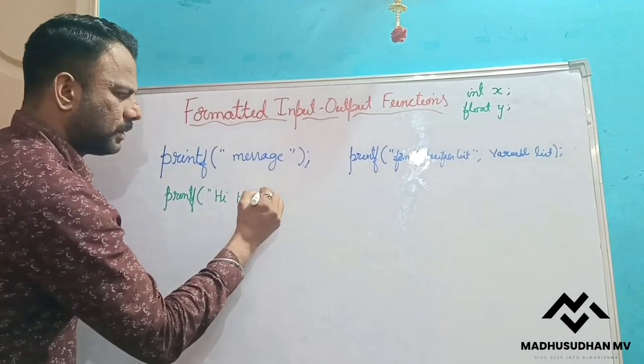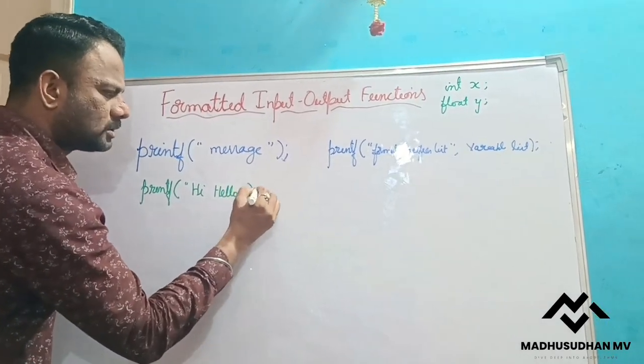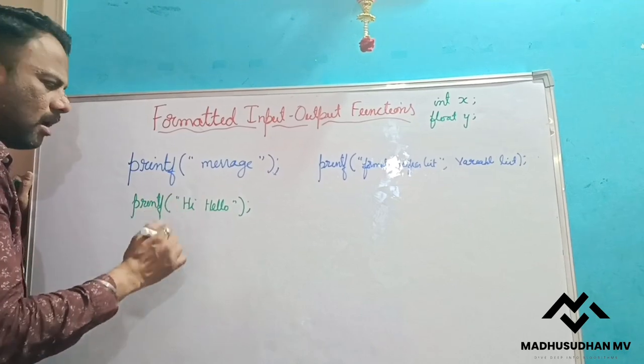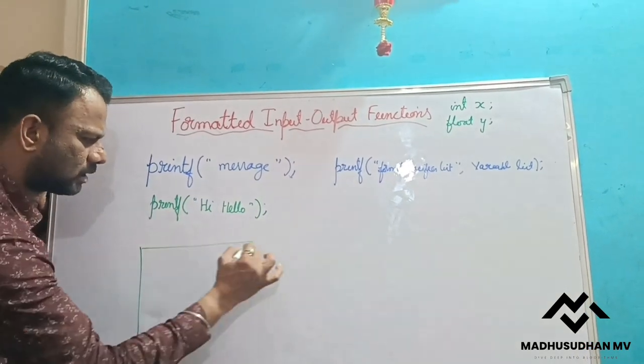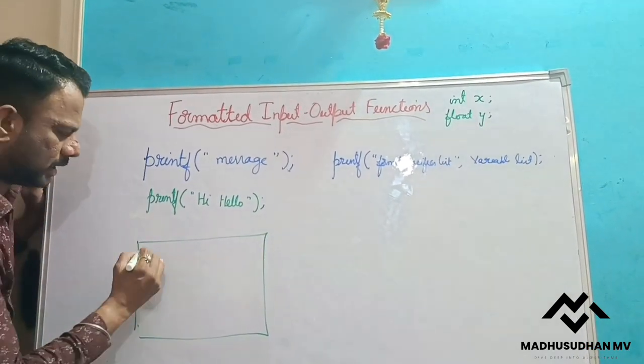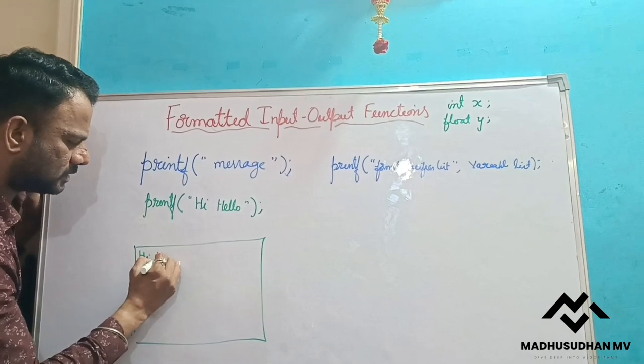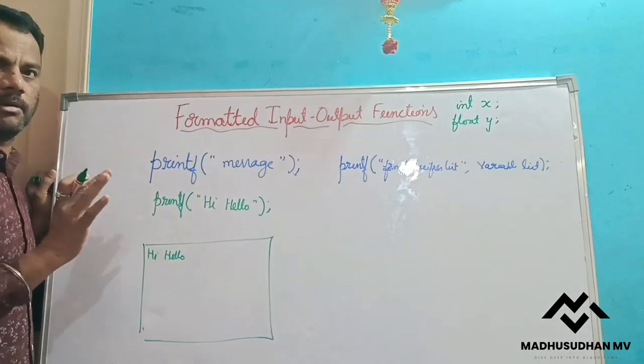This is what I just have to print. Okay, so then close. This will just print on the monitor. Now it will print what? Now, on the monitor, it will print hi one space hello. That's it, it will print.